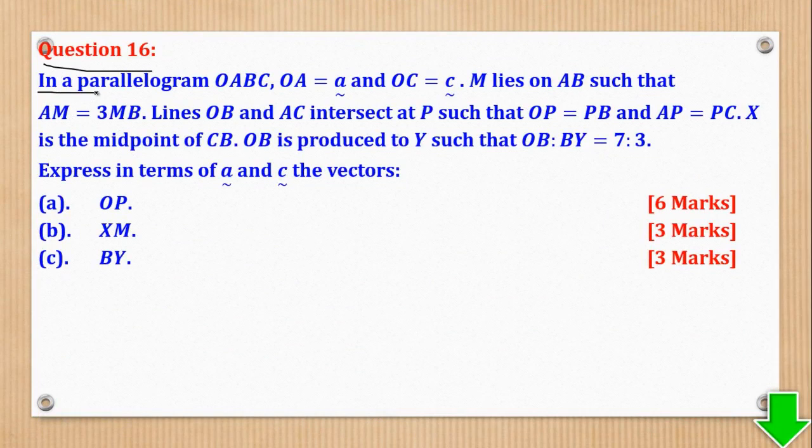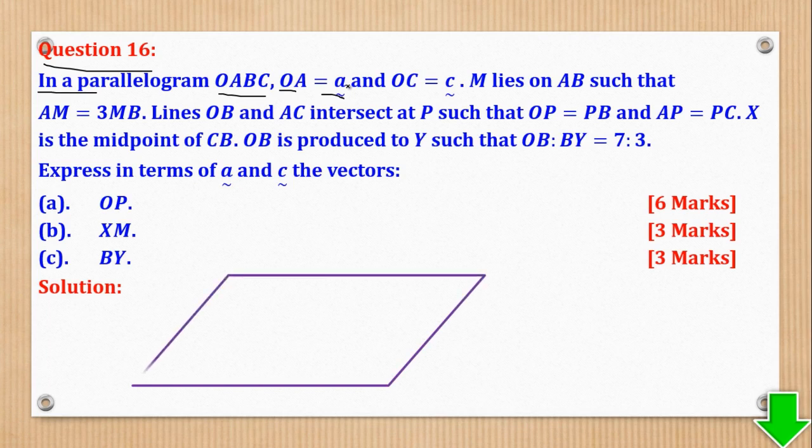It says, in a parallelogram OABC, OA is A tilde. Now here, they didn't draw for you, so you have to sketch. Let's first draw the shape of a parallelogram. They said OA is A tilde, then OC is C tilde. M lies on AB such that AM is equal to 3MB. So AM is 3MB, meaning AM is bigger than MB.